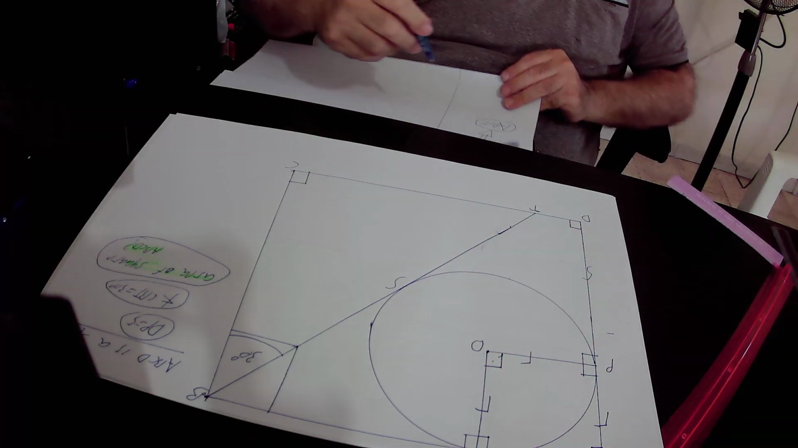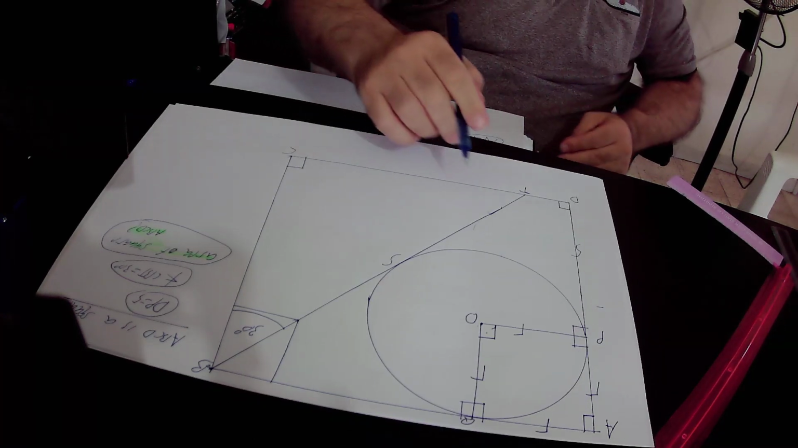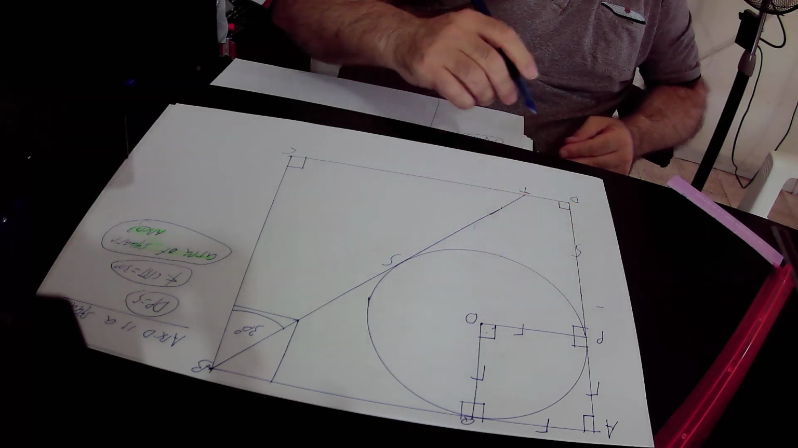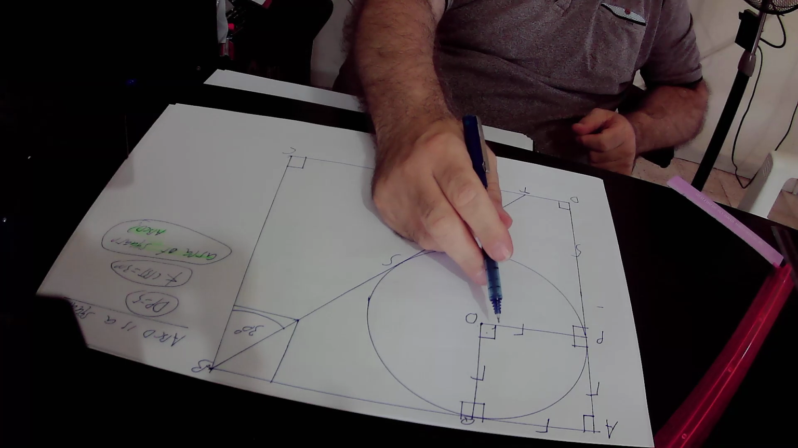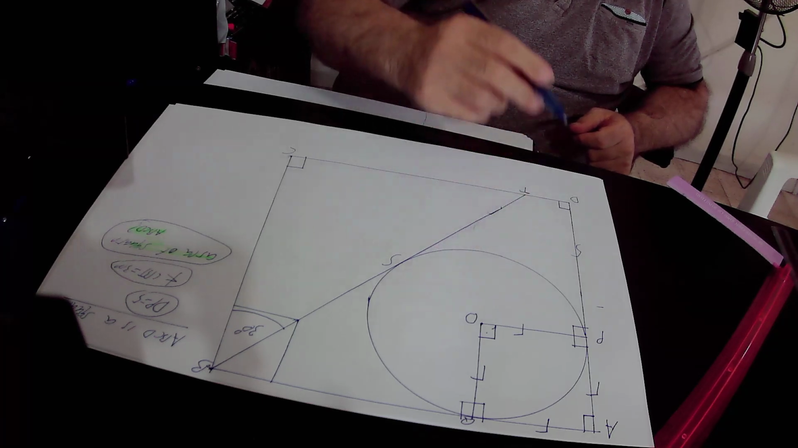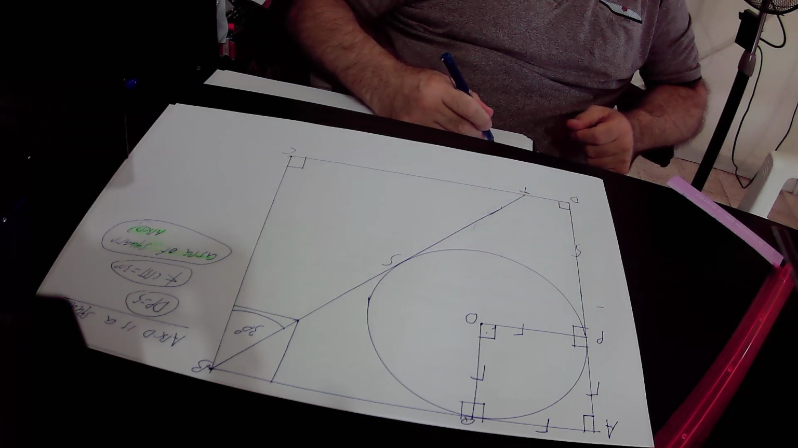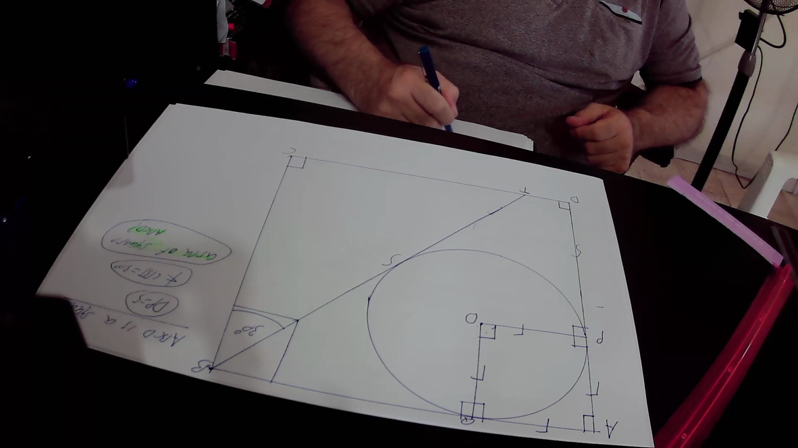So we actually found out that quadrilateral AQPO is not just a rectangle but a square, because all of its sides are equal to each other, they are equal to R. So quadrilateral AQPO is a square.